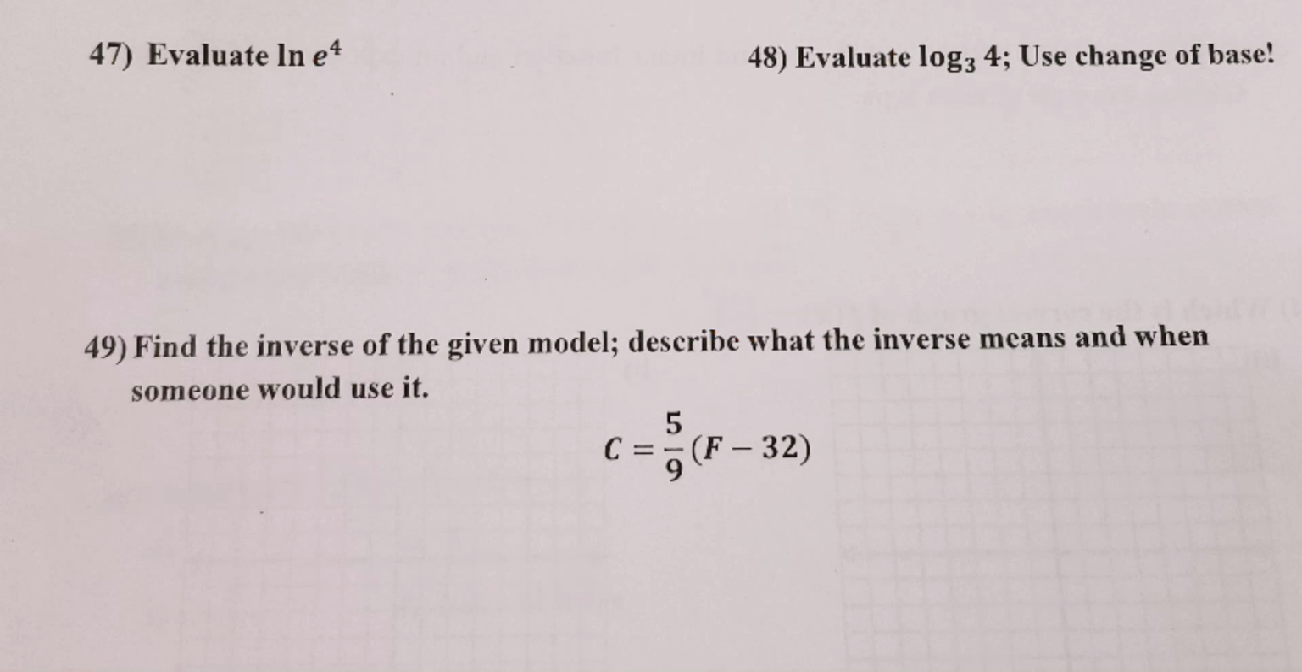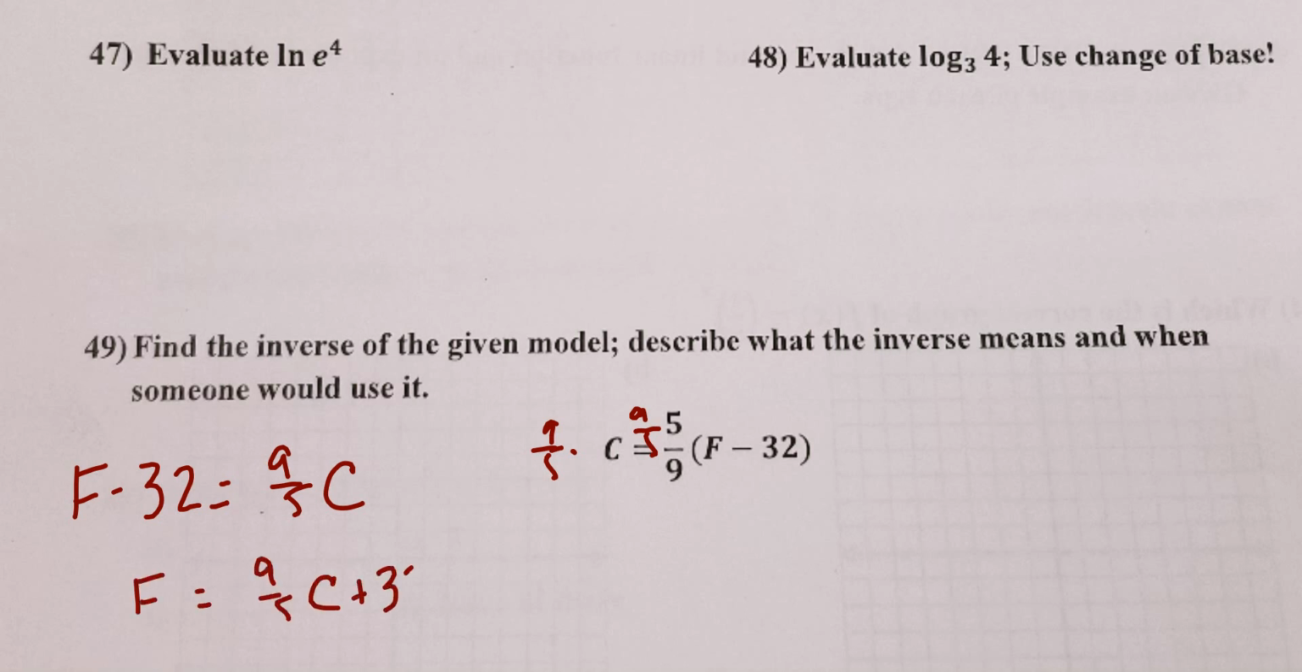And because C and F mean specific things and we didn't use something like f of x, I actually don't want us to change the variables. I'm actually just going to solve this equation for the other variable. I don't need to switch it. So I'm going to multiply both sides by 9/5 to make this go away. I do it on both sides. So I get F minus 32 equals 9/5 C. Now I add 32 on both sides, so I get F equals 9/5 C plus 32. So that's my formula to get Fahrenheit.